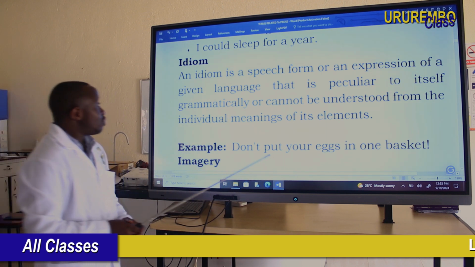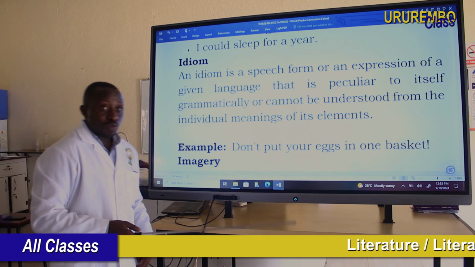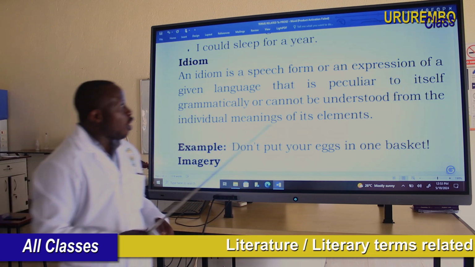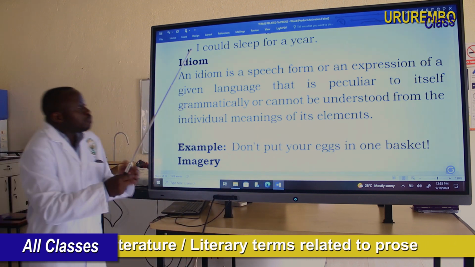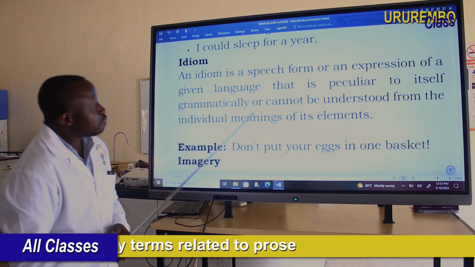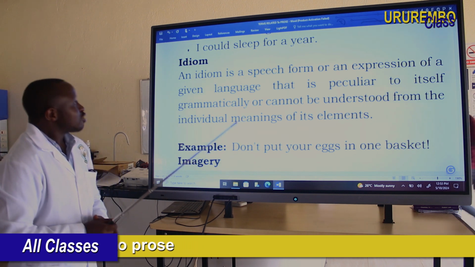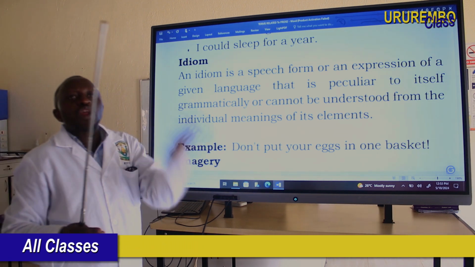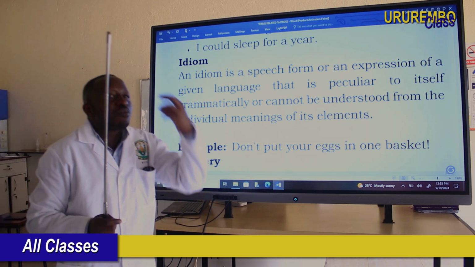Dear students, we have another term related to prose, idiom. An idiom. What is an idiom? Okay? An idiom is a speech form or expression of a given language that is peculiar to itself grammatically or cannot be understood from the individual meanings of its elements. So now, an idiom is a speech or expression that's not easy to understand or to get the meaning.